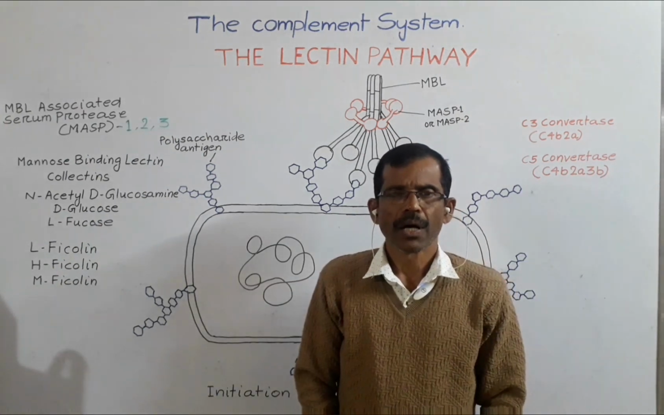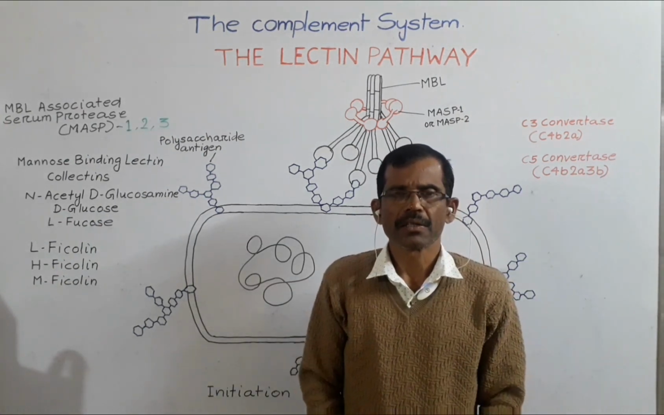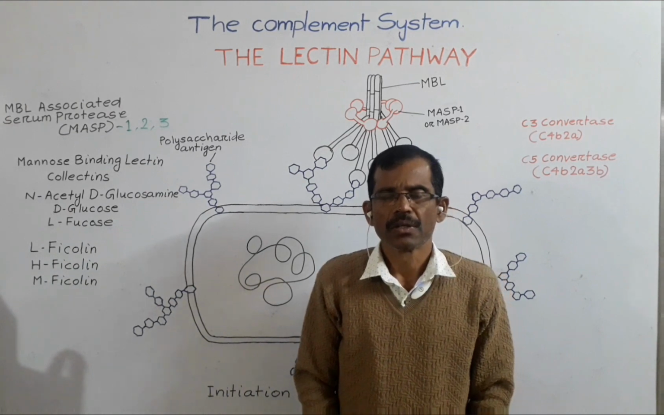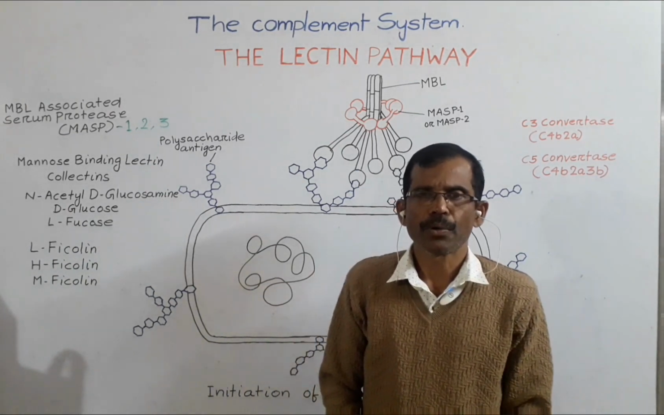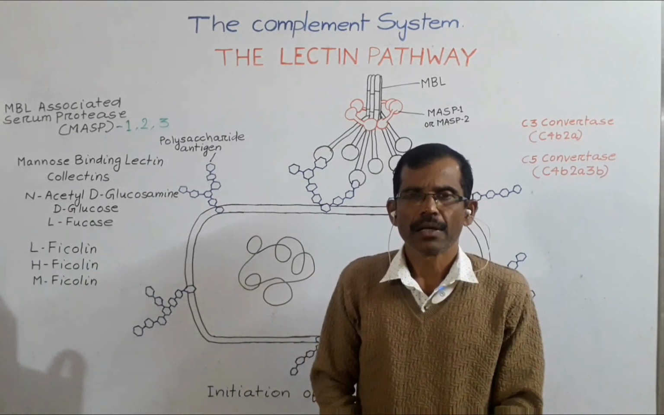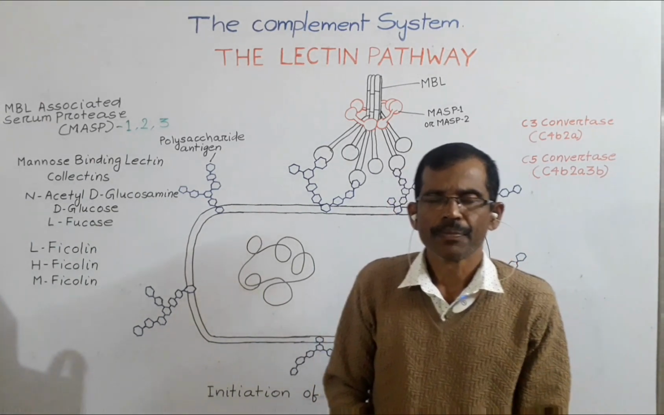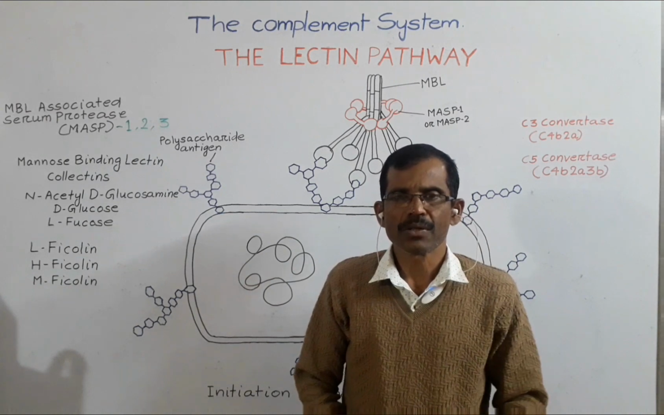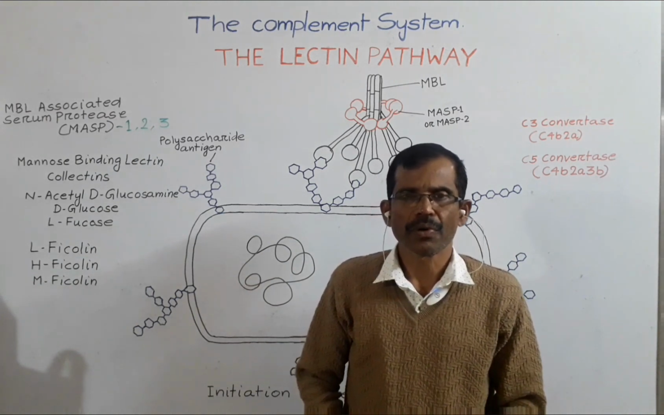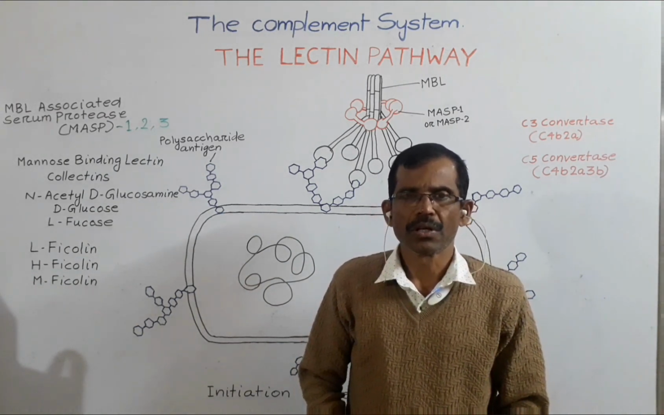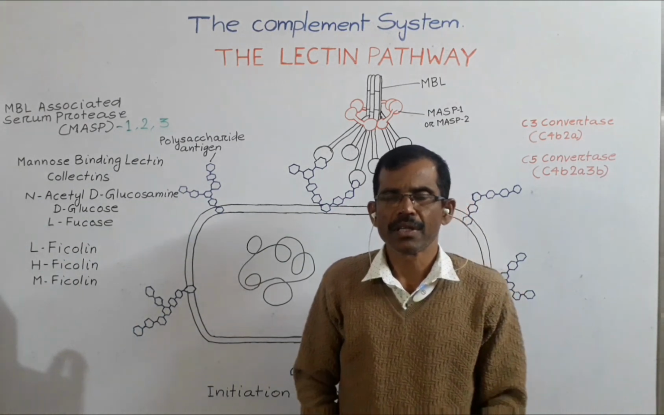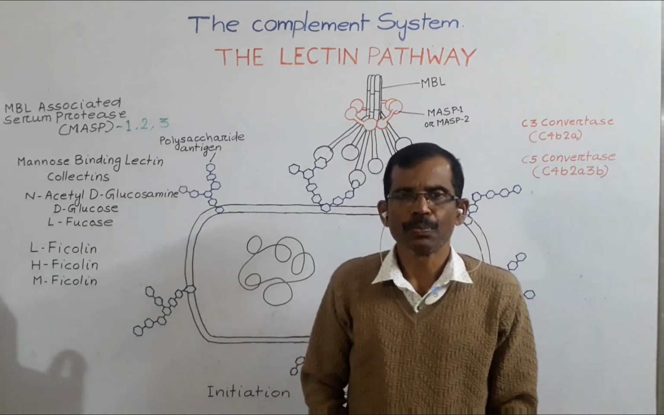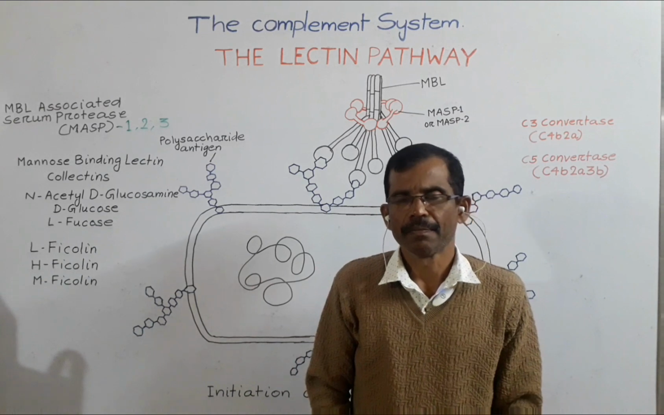In addition to mannose, binding lectin also recognizes other carbohydrate components such as N-acetyl glucosamine, D-glucose, and L-fucose, which are present on the microbial surface. All these sugars present their associated hydroxyl groups in a three-dimensional array.